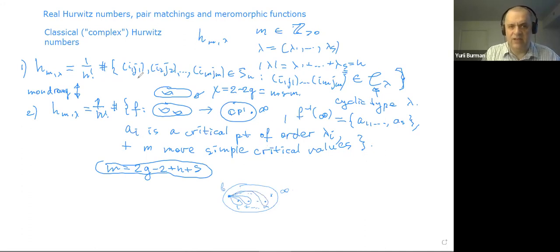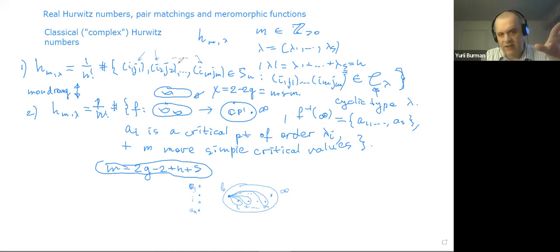And the transpositions in question are, well, the b has n preimages, u1 and so on, un, and each loop generates a monodromy in the set of these preimages, and this monodromy is a transposition, and these are exactly the transpositions mentioned in the first definition.